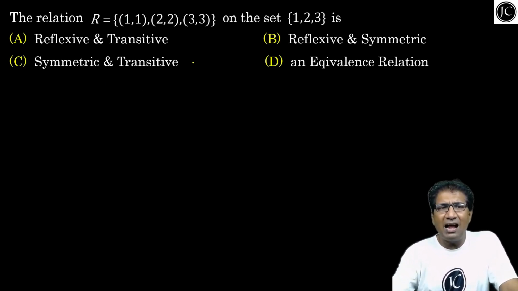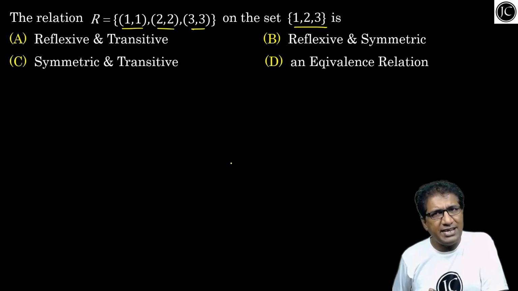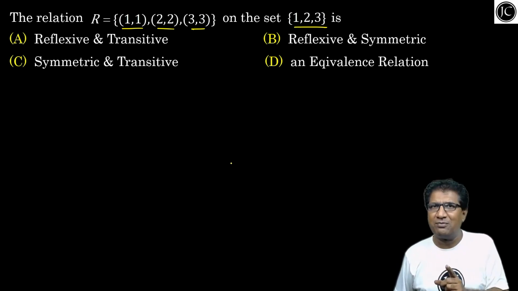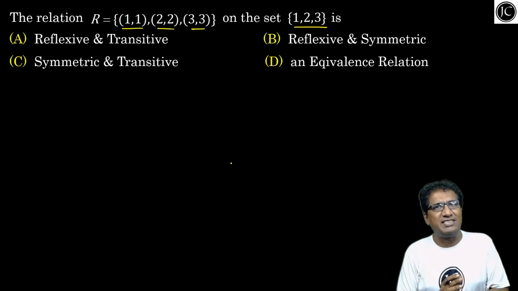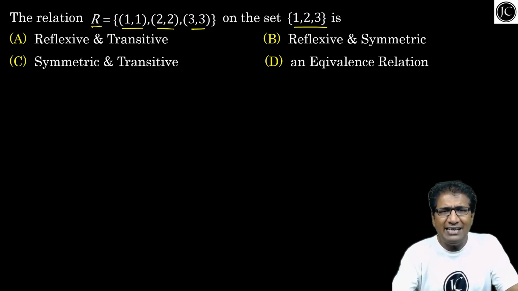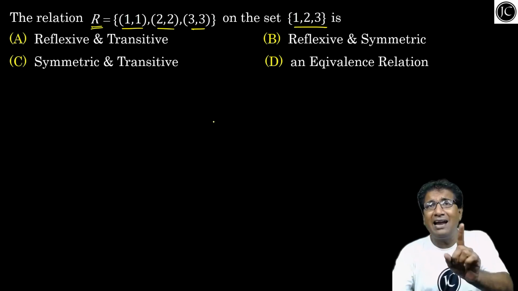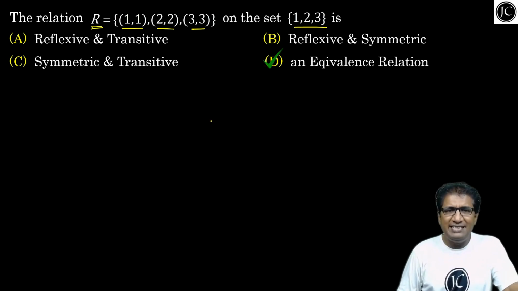See, the relation R given here is {(1,1), (2,2), (3,3)} on the set {1, 2, 3}. Now we all know that any identity relation is reflexive, symmetric as well as transitive. That is, in one word, you must remember that any identity relation is an equivalence relation. Clearly, your R is an identity relation in this case. Hence, R is nothing but an equivalence relation. Hence, option D is correct.